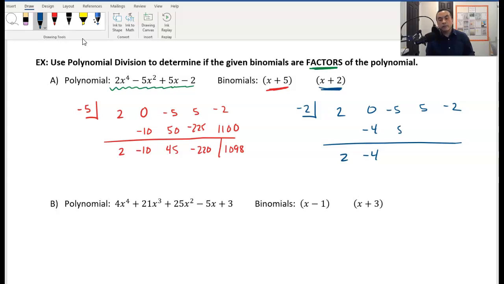Multiply negative 2 times negative 4, that's 8. Combine those, you get 3. Multiply those, you get negative 6. Combine those, you get negative 1. Negative 2 times negative 1 is 2. Oh, perfect. If you get a 0, that means this one is a factor. So your answer is going to be that x plus 2 is a factor. It says use polynomial division to determine if the given binomials are factors. So you're going to say no to this one, and you're going to say yes to this one. x plus 2 is a factor. All right, we're going to do the same thing.